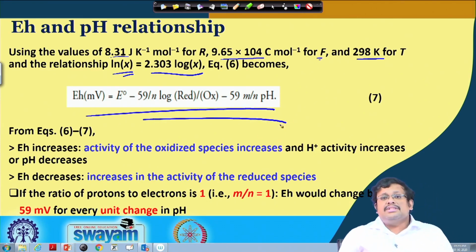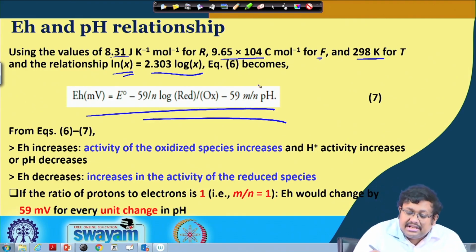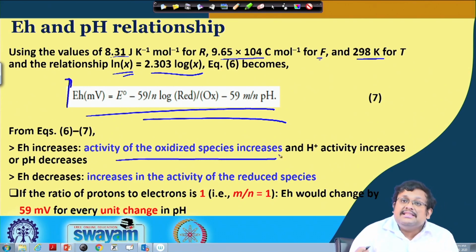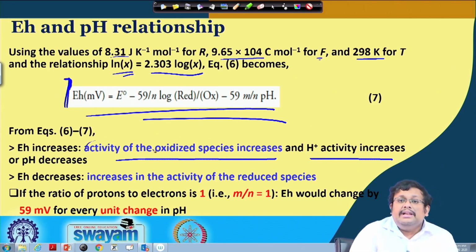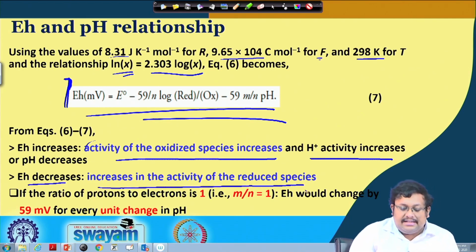Now, from equations 6 and 7 we can see that if EH increases, the activity of the oxidized species increases, the H plus activity increases and pH decreases. Obviously, as the EH increases, pH will decrease. And as the EH increases, the activity of the oxidized species will increase. As EH decreases, vice versa, that means the activity of the reduced species increases.